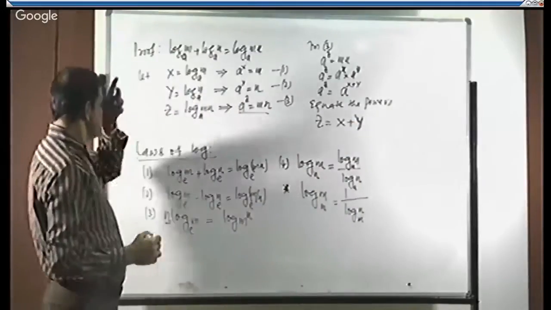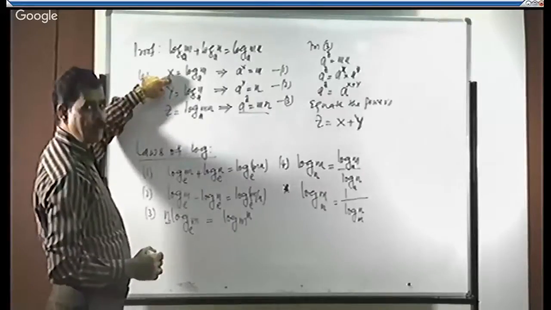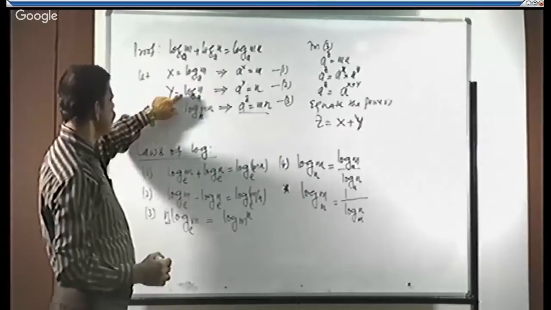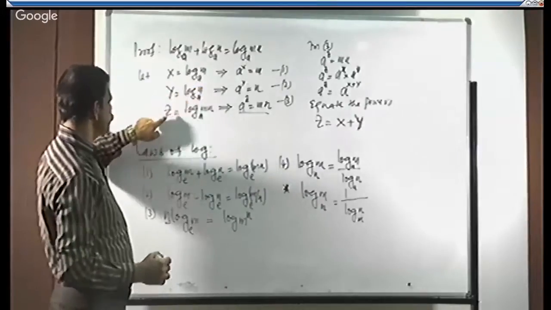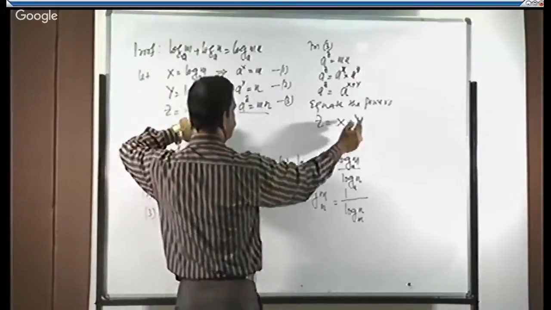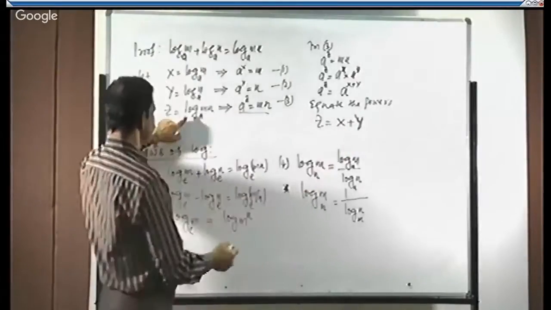See, from equations 1, 2, 3, what is x? We consider it as log of m to the base a. What is y? Log of n to the base a. What is z? Log of mn to the base a. Just replace x by the z value. Write z. What is z?